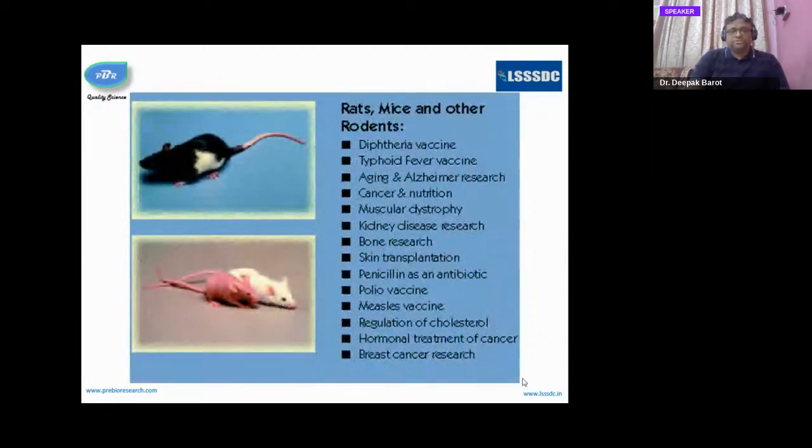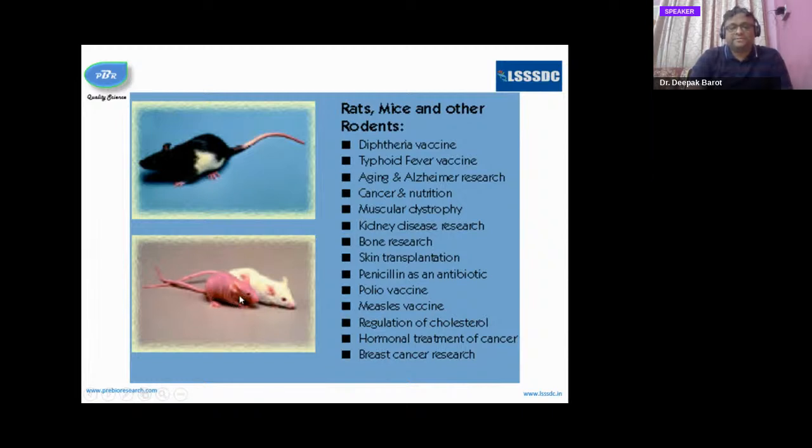So what are the species? Let's talk about species. The most common species in drug discovery, development, and preclinical research, essentially for in vivo testing, are rats, mice, and other rodents, right? So this is just a picture of how they look. On the downside, the picture shows a nude mouse. We call it a SCID mouse, severe combined immunodeficient mouse. This particular SCID mouse or nude mouse, as you can see, doesn't have hair. That is their characteristic, you can make it out.